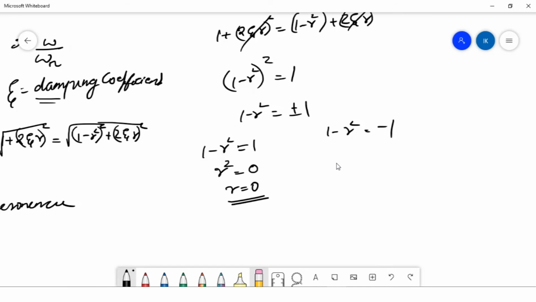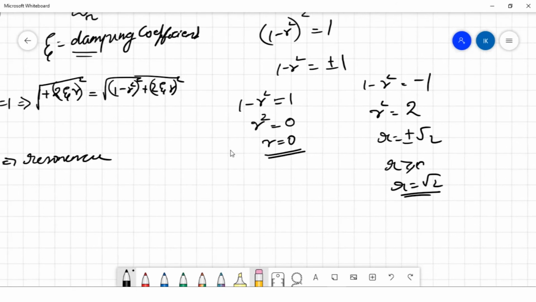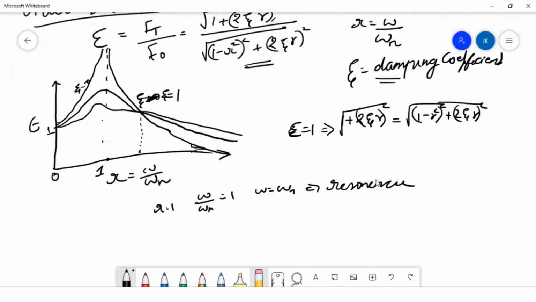Next, the other one is 1 − r² = −1. Then r² = 2, and r = ±√2, but r is always positive, that is, r is greater than or equal to 0. Therefore r = √2. So at this point we can say that when r = √2, it crosses this value and then increases.